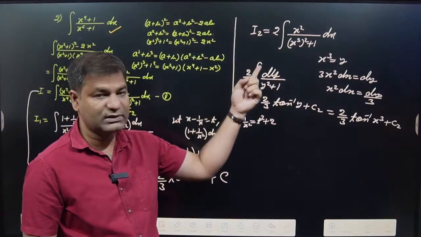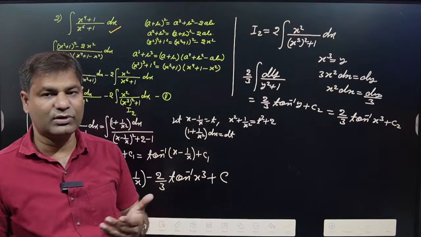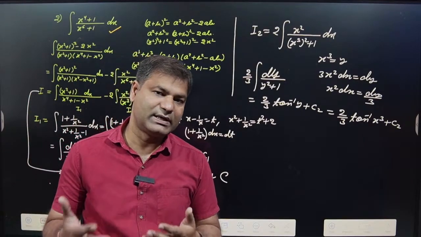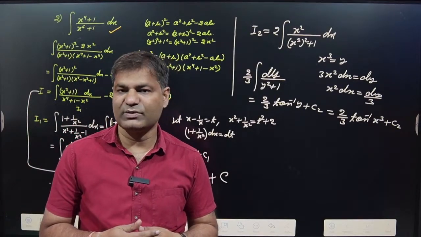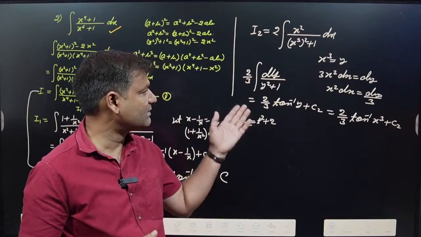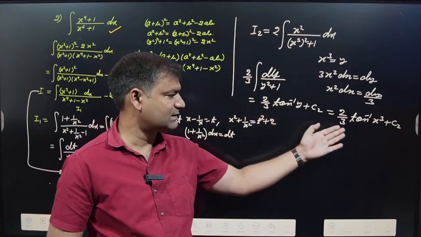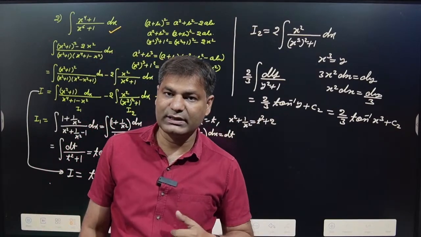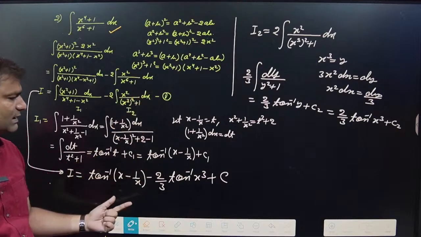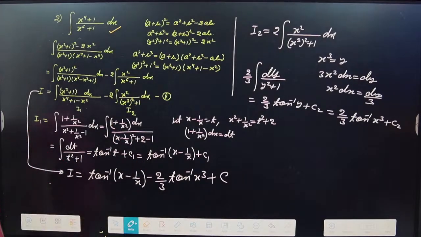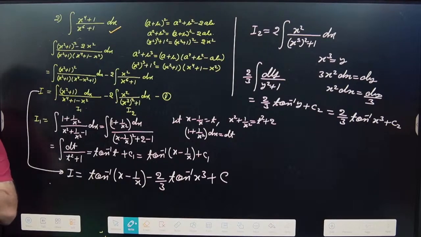Next target, here x cube equals t, so x square dx equals dt by 3. After that this one is replaced, then we get the final answer like that. These two values put here in equation number 1, then we get the final answer. Okay, I hope so clear. If anyone faces any doubt, then comment it.